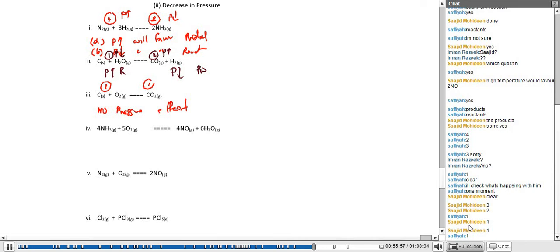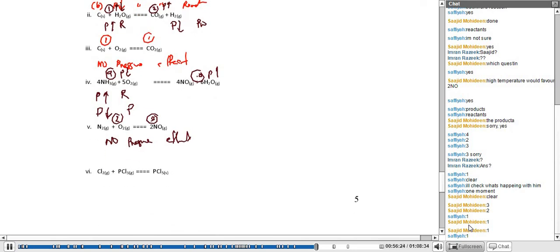Please check your answers. The fourth one, 9 and 10. Pressure high, pressure low. Increased pressure will favor low pressure side, which is reactants. Decreased pressure will favor high pressure side, which is products. Fifth one, 2 and 2. Pressure is equal, so no pressure effect.